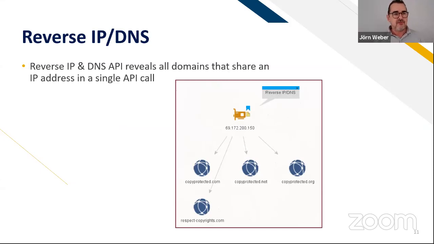What else do we have? We have a reverse IP DNS API call. From the IP address, we can do a reverse lookup and see who is sharing this domain, and then we can do other things. I think the coverage is pretty current.